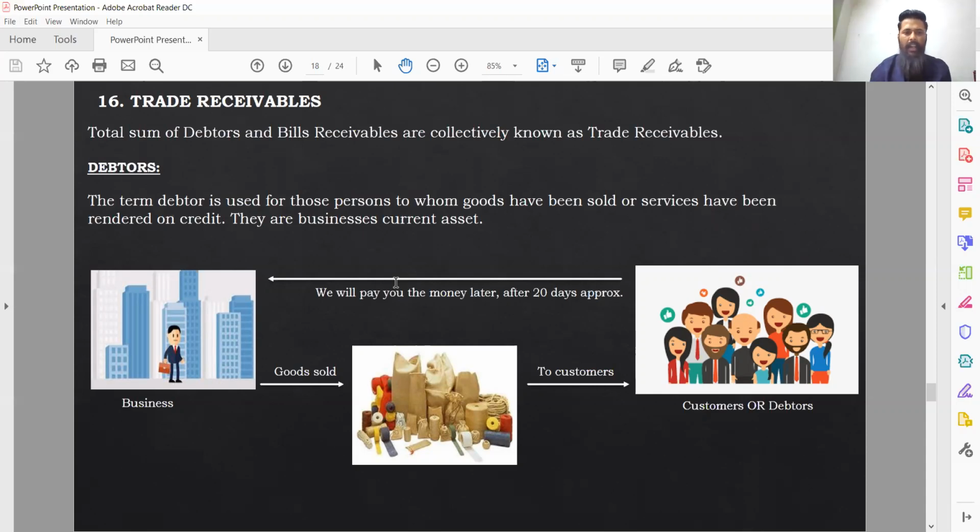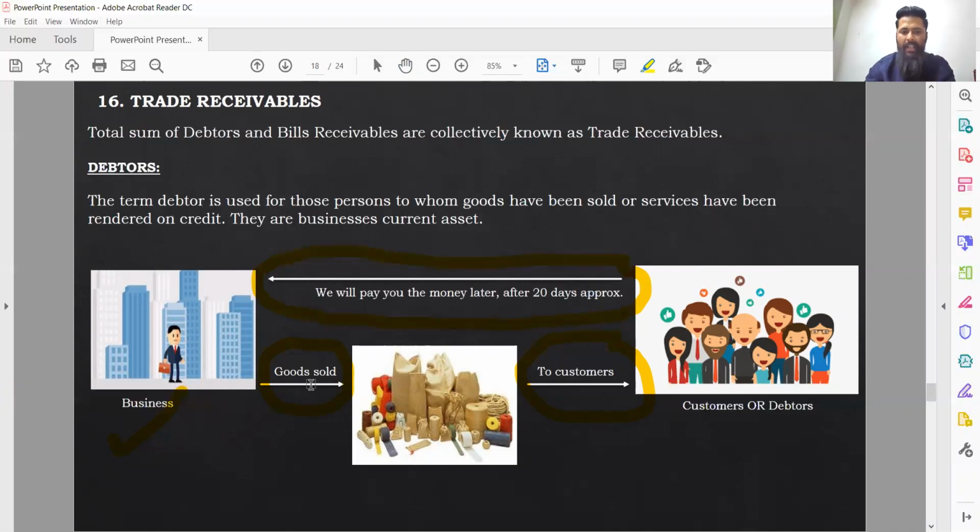So how does a debtor arise? See, if a business has sold goods to the customers, but the customers have not paid the amount against those goods at this particular point of time, but they promise to pay. I urge you to pay attention to the words which I am using. The customers have promised to pay that sum of money after a particular period of time, say for example, after 20 days, as we have illustrated in our example.